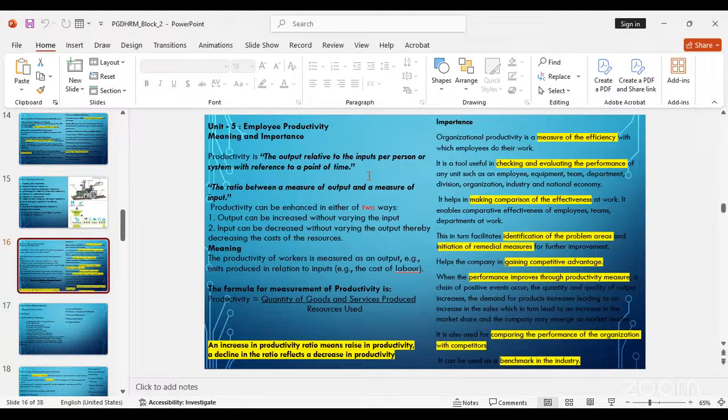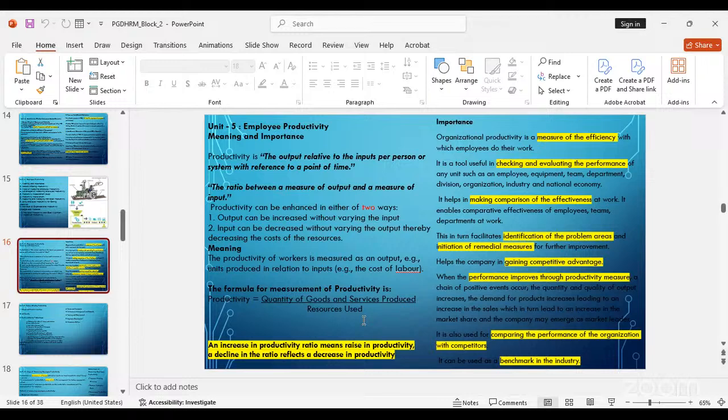So there is a formula to calculate the productivity, a simple formula: quantity of goods and services produced divided by resources utilized. An increase in productivity ratio means a rise in productivity. A decline in the ratio reflects a decrease in the productivity. Why is it so important? Measuring efficiency will help the employees to improve their productivity.